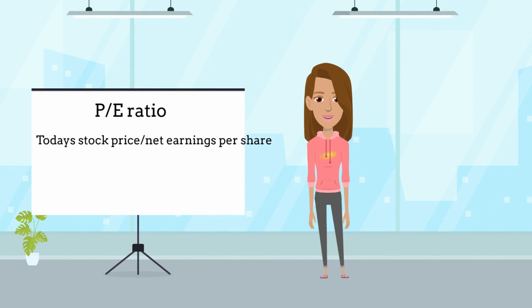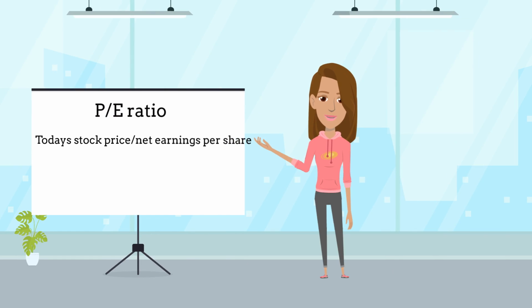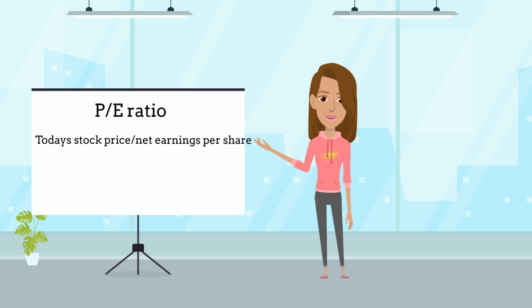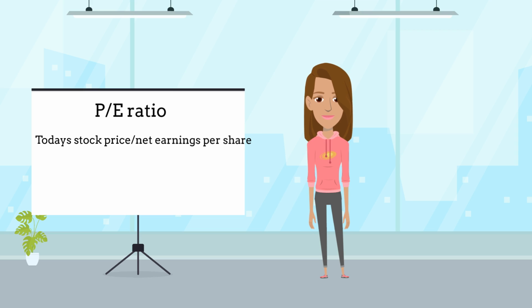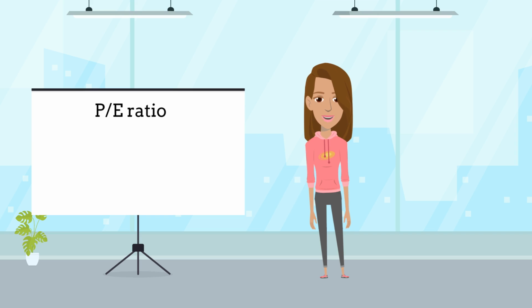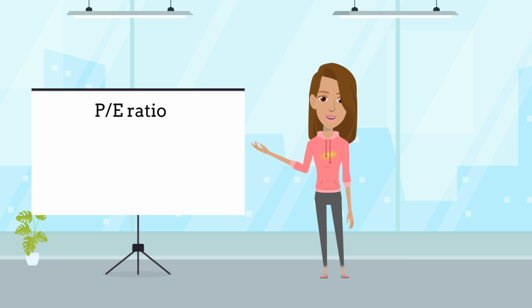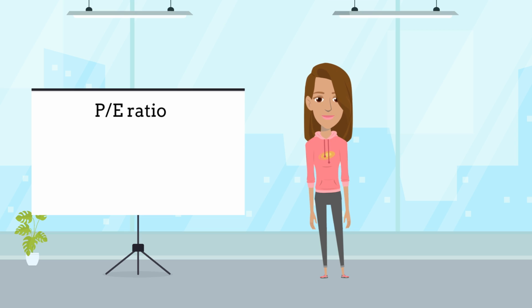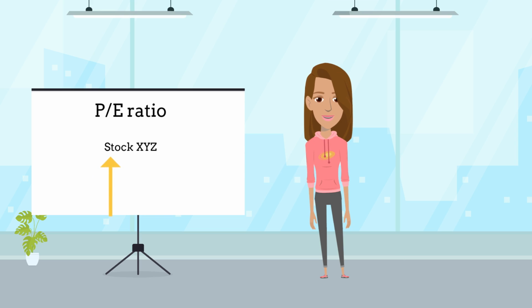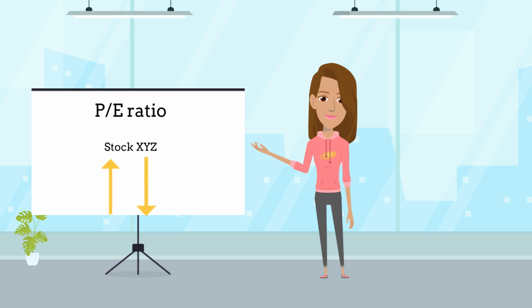Price to earnings ratio. This is the stock price over the net earnings per share of the entire year or quarter, depending on which report you look at. This is a useful tool for a starting point to measure if a company's stock price accurately represents the earnings per share. From here, we can make a good assumption as to if the stock is overvalued or undervalued.